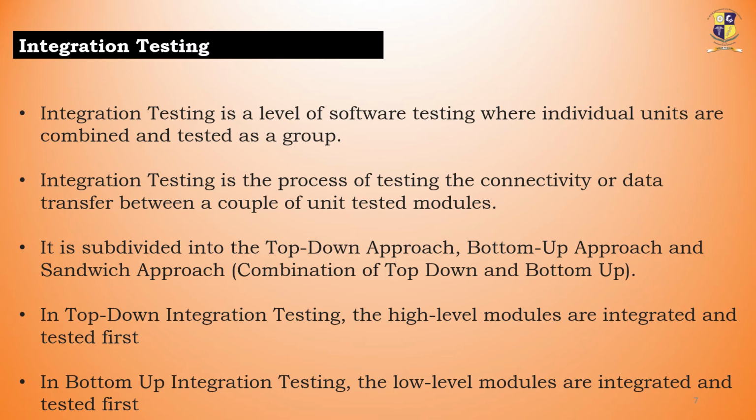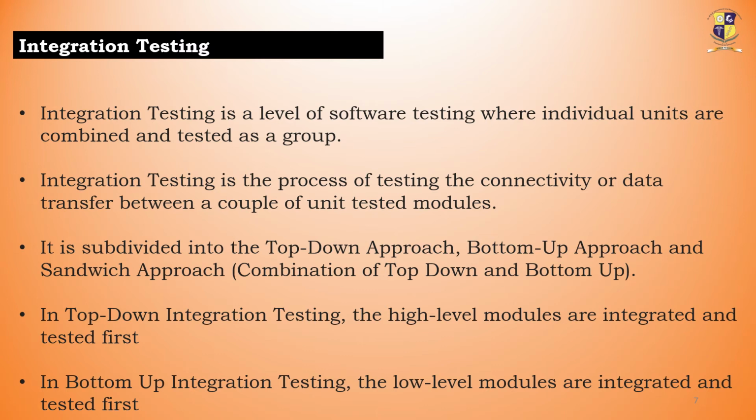So first we will see what the top down approach is. In top down integration testing, you start with the high level modules and then you go to the low level. When you are having a project, you will have a hierarchy where you will have the high level modules and then the low level modules. So as per the hierarchy, in top down, you are testing from top to down. That is, you are going to test from the high level modules to the low level modules.